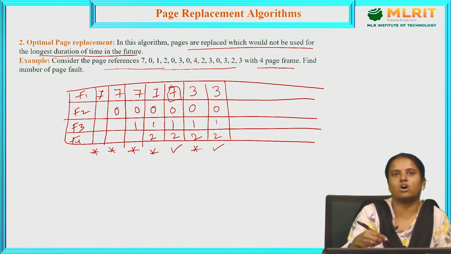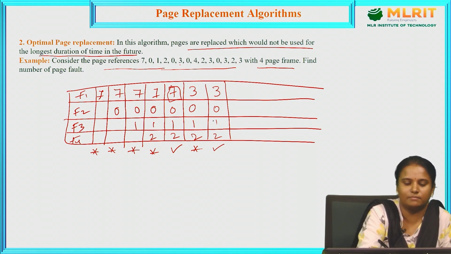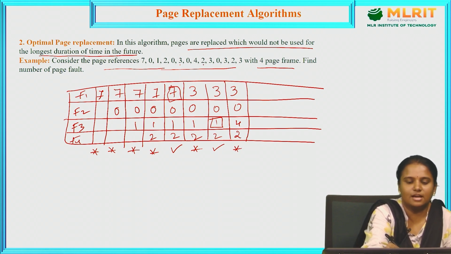So 1 is not at all used in the future, so I am removing 1. So 3, 0, 4, 2. So this is also a page fault. Next, which number is coming?